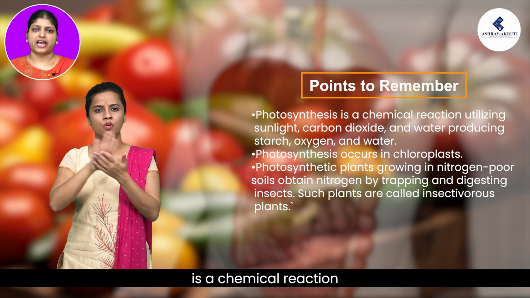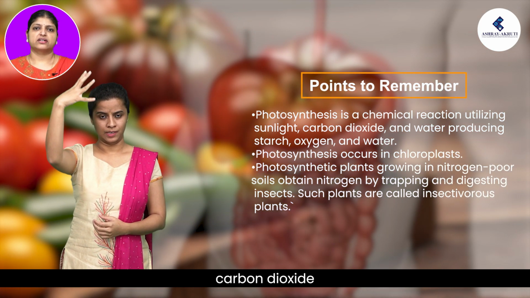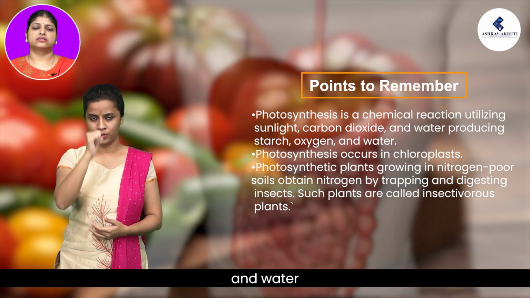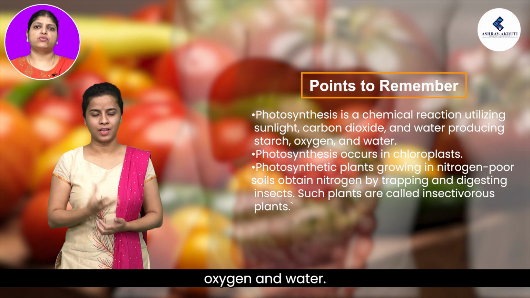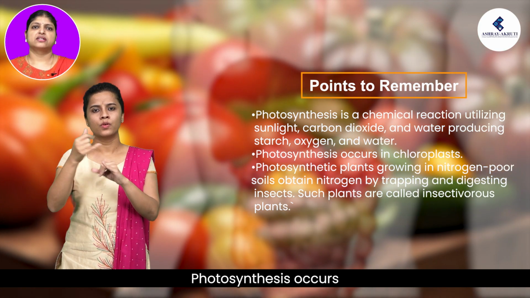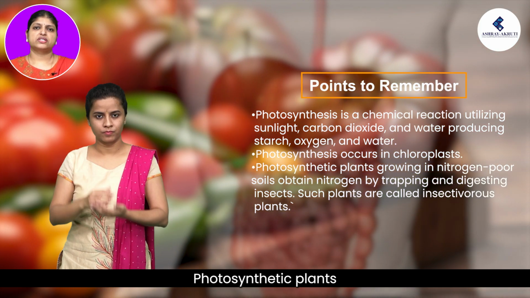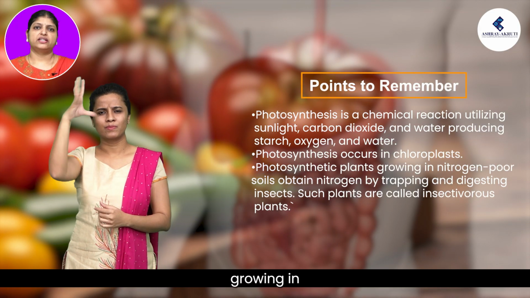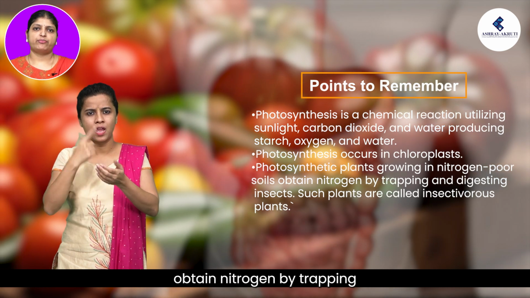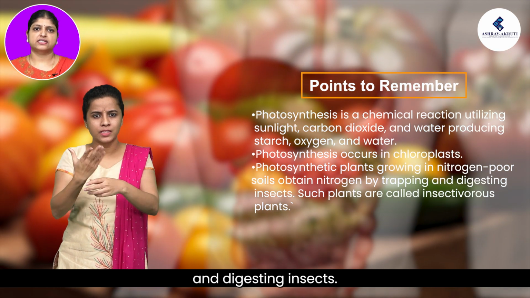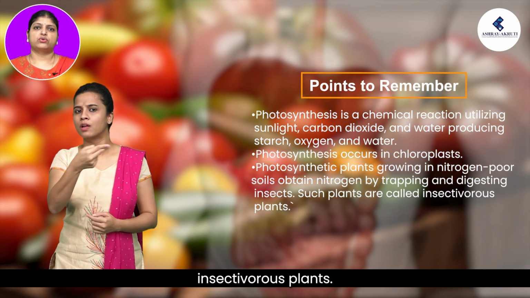Photosynthesis is a chemical reaction utilizing sunlight, carbon dioxide, and water, producing starch, oxygen, and water. Photosynthesis occurs in chloroplasts. Photosynthetic plants growing in nitrogen poor soils obtain nitrogen by trapping and digesting insects. Such plants are called insectivorous plants.